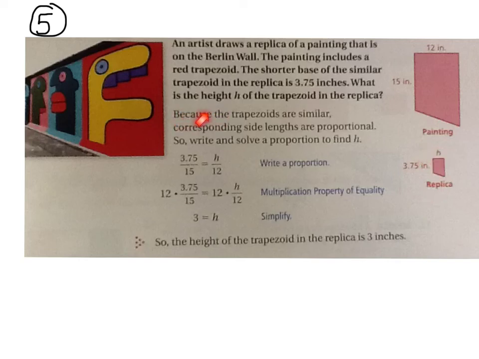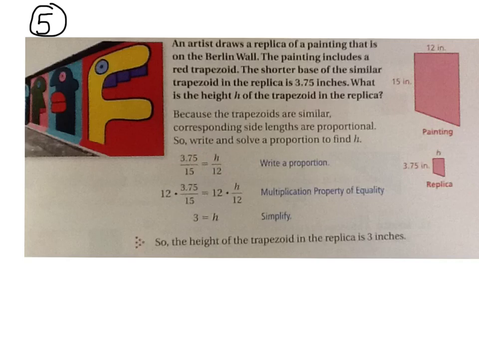So here's what we know. Because the trapezoids are similar, corresponding side lengths are proportional. So we have to write and solve a proportion to find h. So here we go. You could say, what 2 sides line up? Well, the 15 and the 3.75. So you could say 3.75 divided by 15, which is this, equals h divided by 12. Here they multiplied both sides by 12 and they got h equals 3.